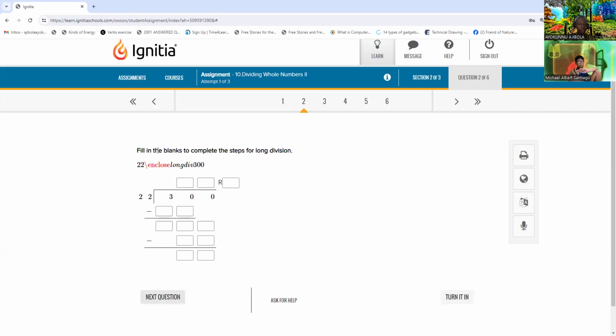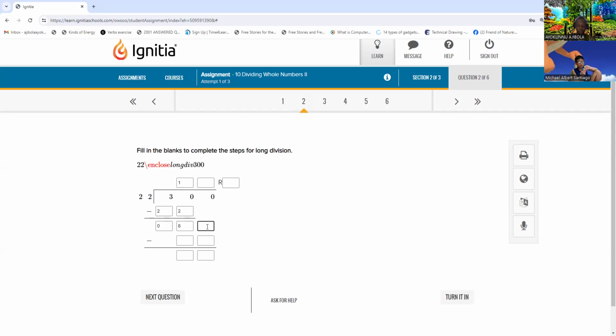Okay, fill the blanks to complete the step for the long division. That is 300 divided by 22. Can 22 divide 3? No. How many 22 is in 30? That's 1, right? Yes. Then 1 times 22 gives us what? 22, right? Okay. Then 30 minus 22 gives us 8. Okay?